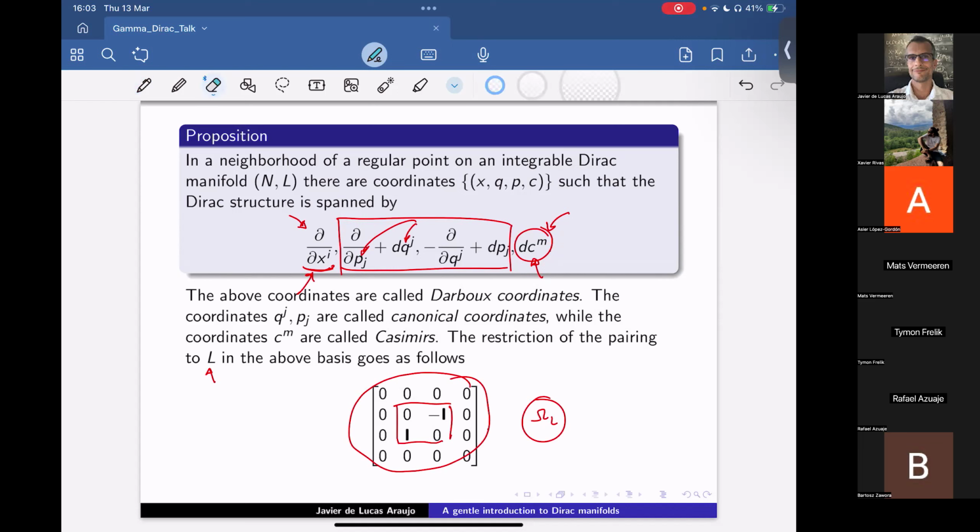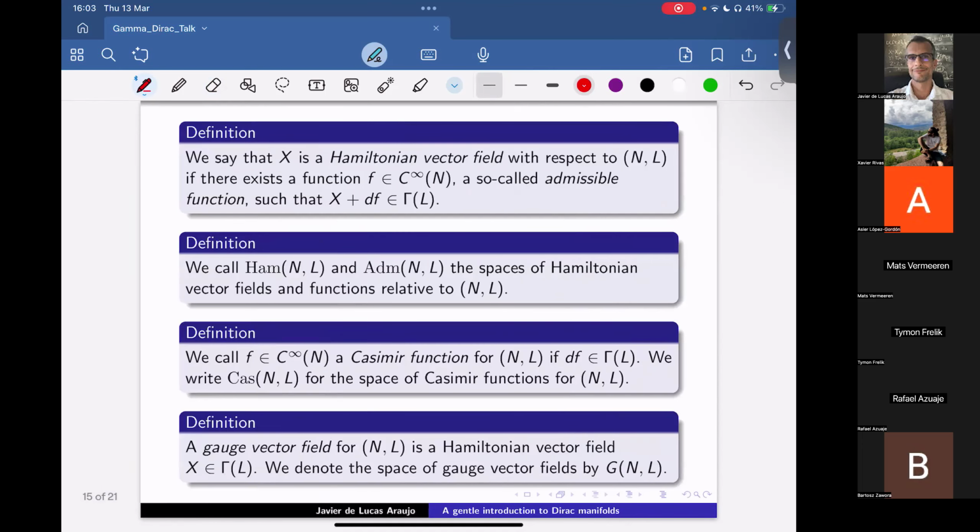I'm sorry, this was the pairing. You recognize this from symplectic geometry, and this is due to this and this. With respect to the pairing, these things are constant. They are integrals of these functions. Something like this.